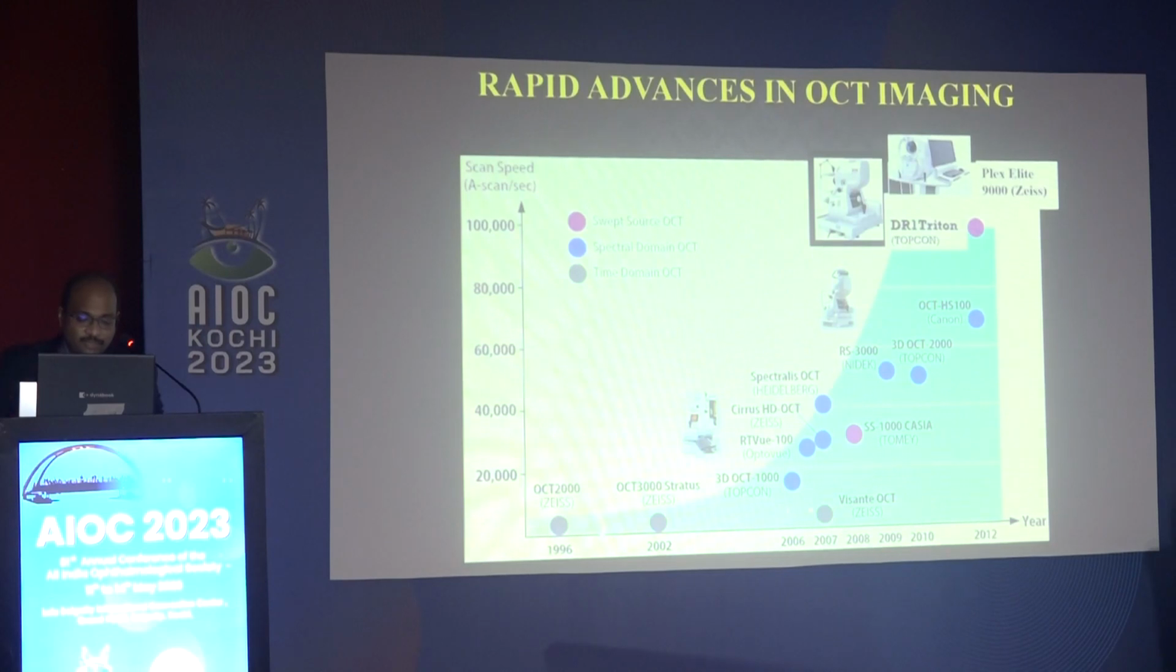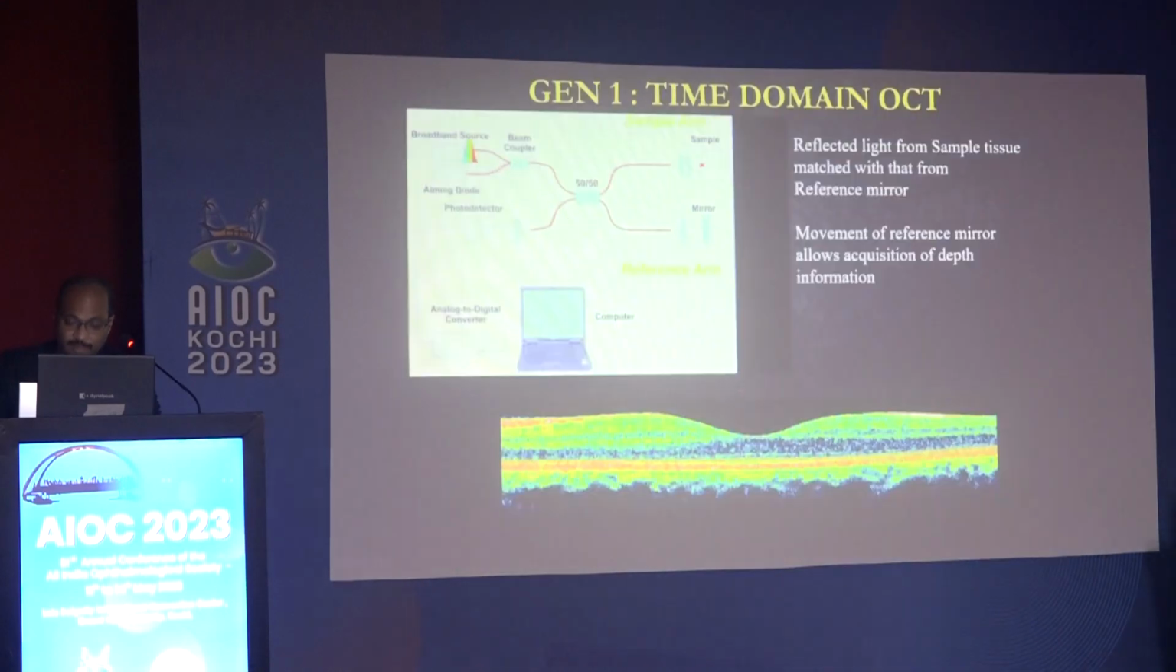So we began in the mid-to-late 90s with the Stratus OCT, where we had about a few thousand A scans per second. That's how slow it was. And then you see those gray dots, we moved from time domain OCTs to faster spectral domain OCTs, and most of us are using that still, to the point that now we have what is known as swept source OCT, which is as fast as about 100,000 A scans per second.